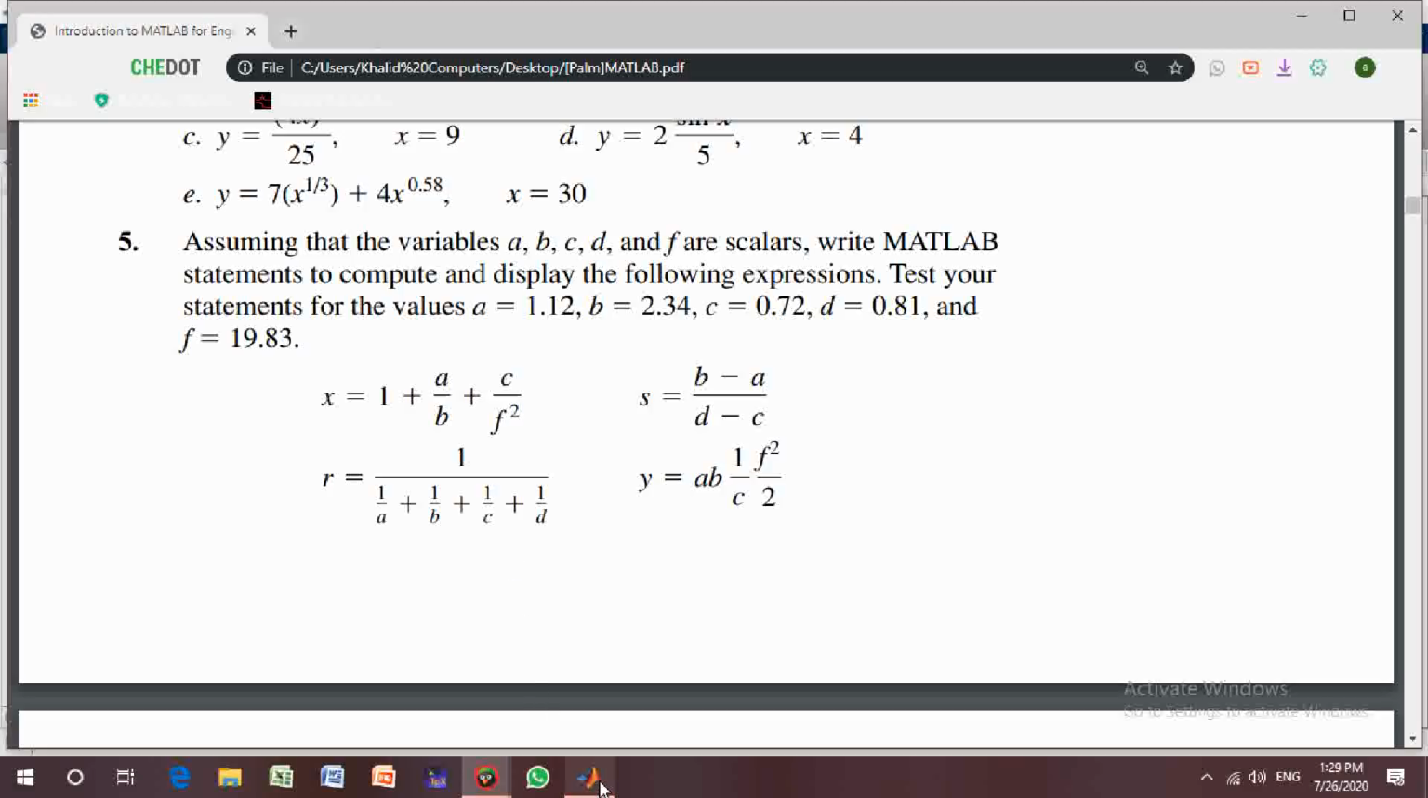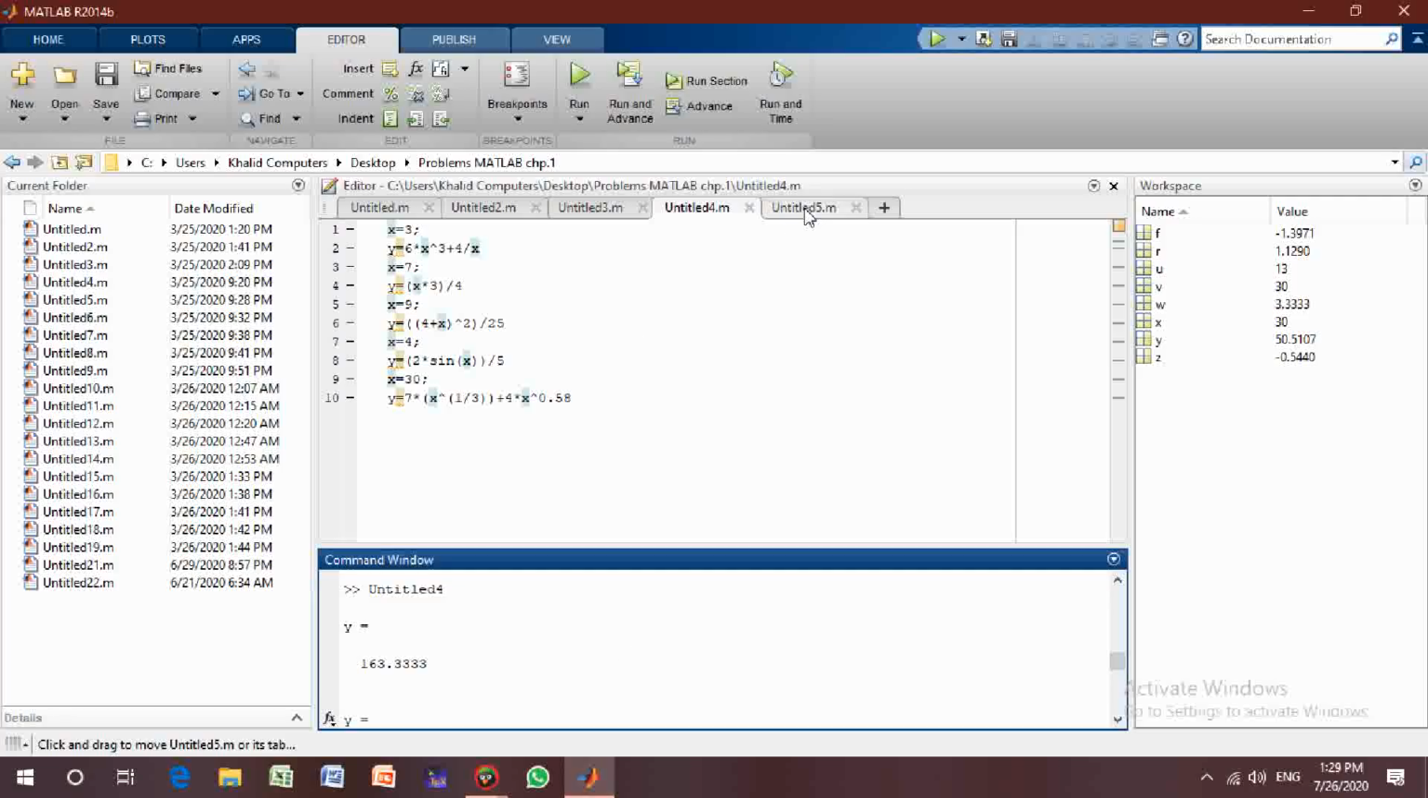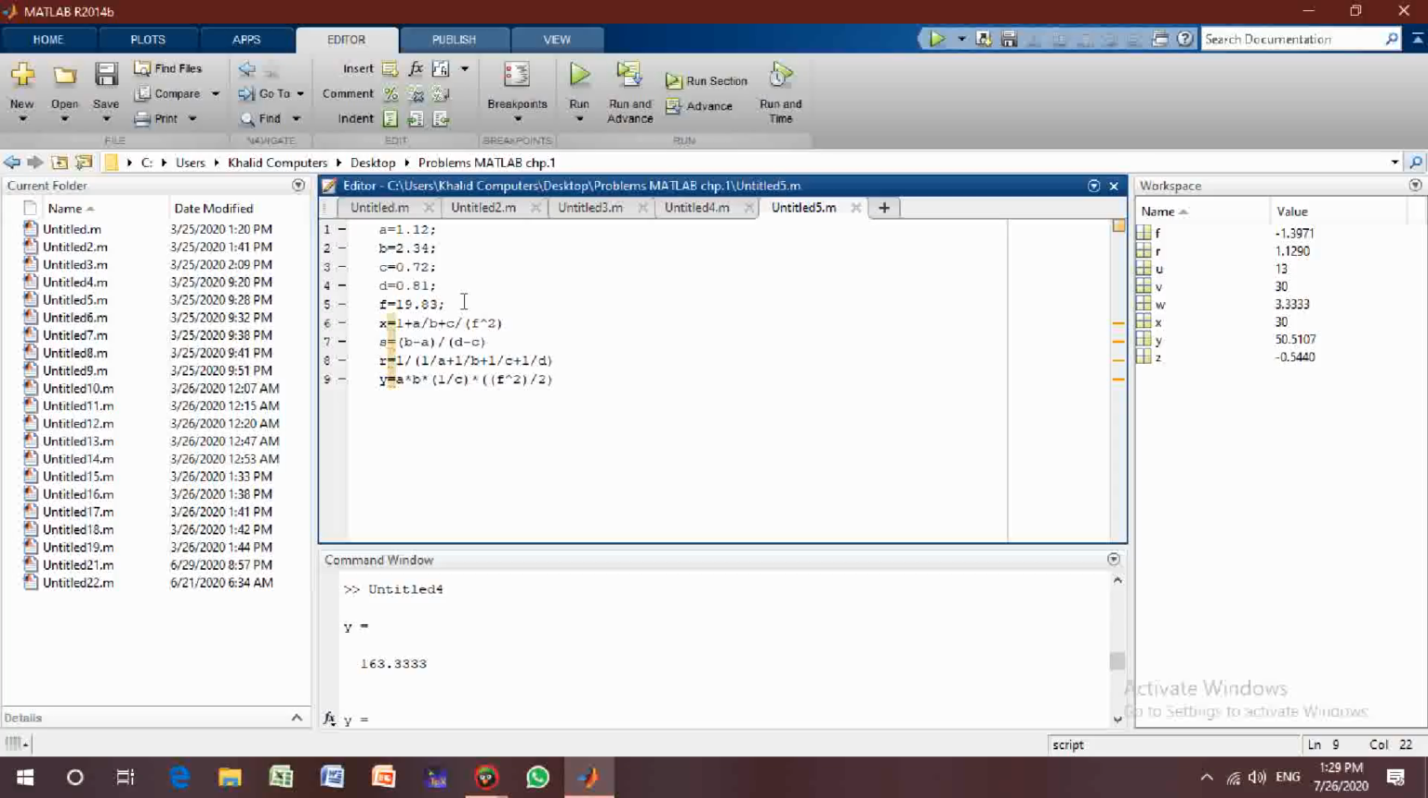And their codes are, checking. a is equal to 1.12 semicolon, b is equal to 2.34 semicolon, c is equal to 0.72 semicolon, d is equal to 0.81 semicolon, f is equal to 19.83 semicolon, x is equal to 1 plus 1 over c left division, plus c over left division f raised power 2, and s is equal to b minus c over left division c d minus c.